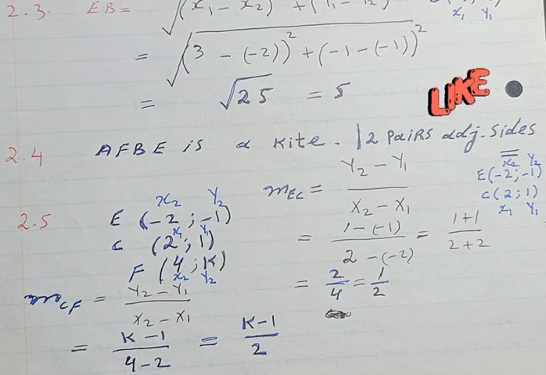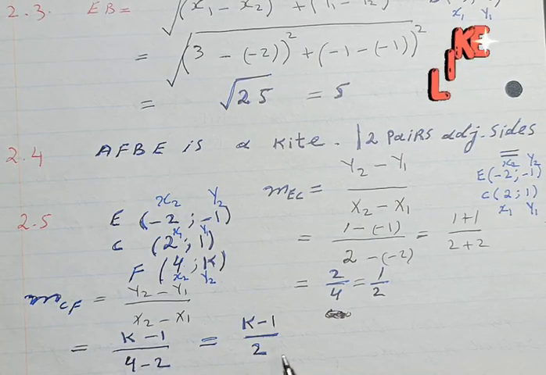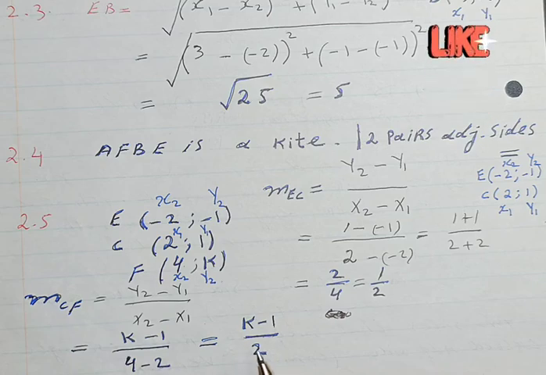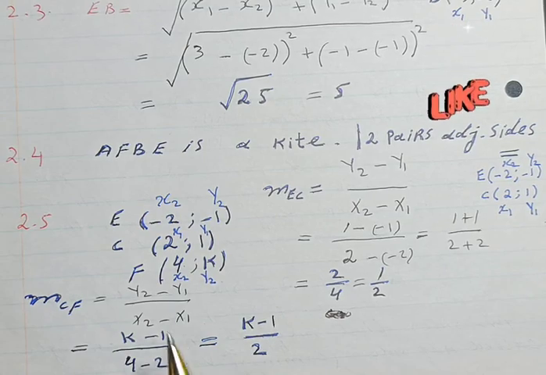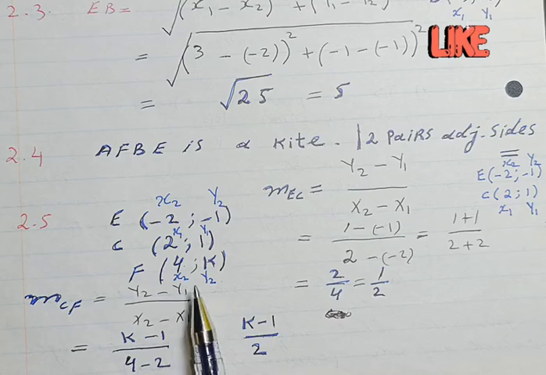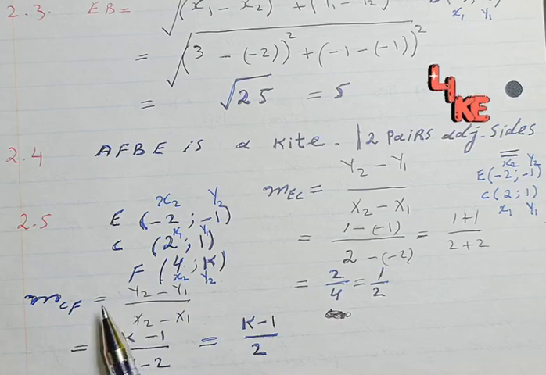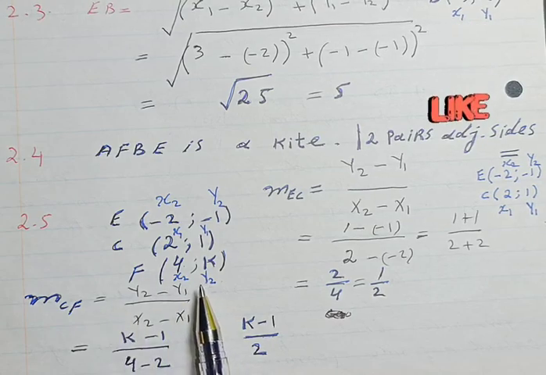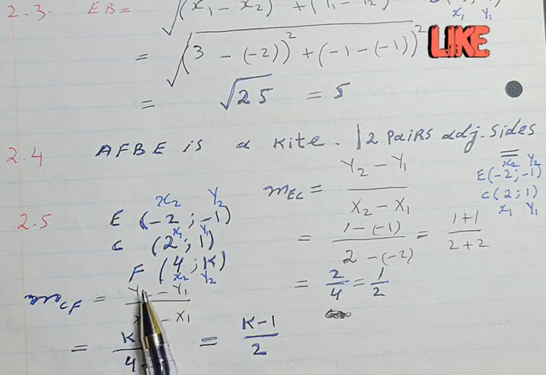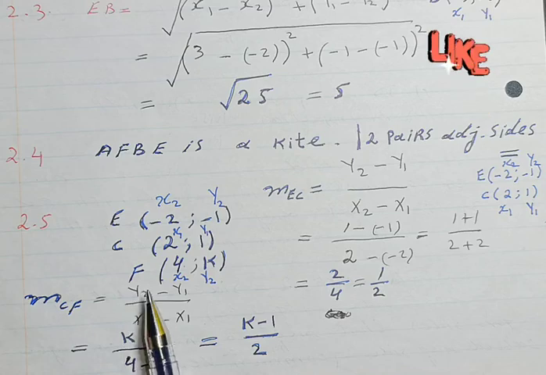So I choose any 2 points, and then I'm gonna take the gradient between those points, and then equate to find the missing coordinates of K. Obviously the K must be included because we need to find the missing coordinates of K, and that's the point F, coordinates of F.